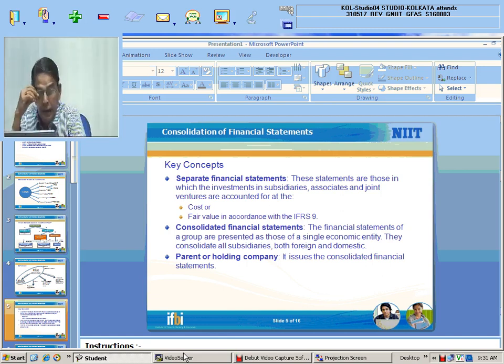Although each of the companies A, B, C and D are separate economic entities, for the purpose of the group consolidation, we treat the group as a single economic entity, and the separate financial statements prepared by A, the holding company, and B, C and D, the subsidiary companies, will be consolidated into a single financial statement for the group as a whole. That is called consolidated financial statement, and it is issued not by B, C and D, it is issued only by A, the parent company. They will prepare the consolidated financial statements and present it to the users.